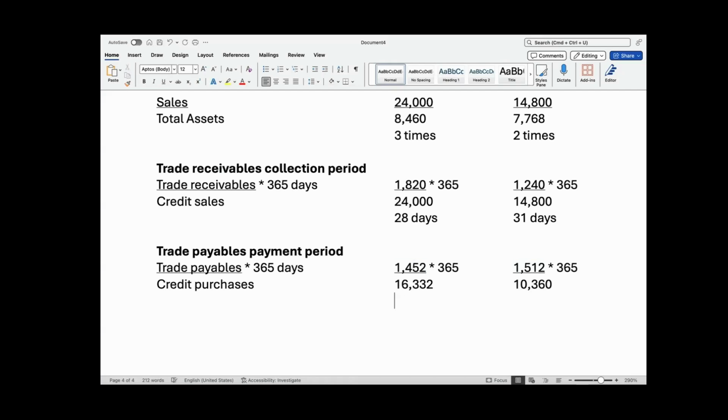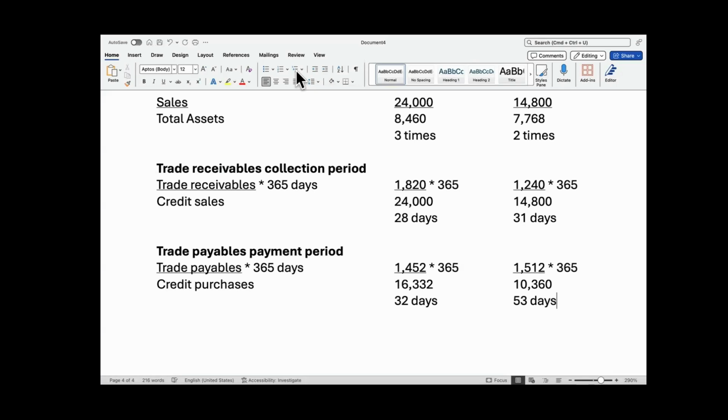32 days for 2023. How about 2022? 1512. 53 days. Okay. So here now, which one is better?